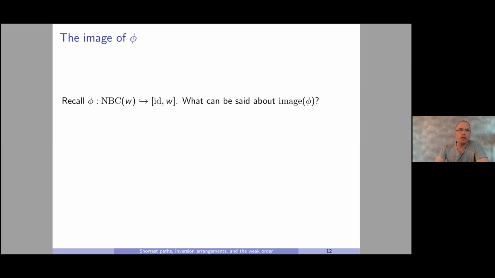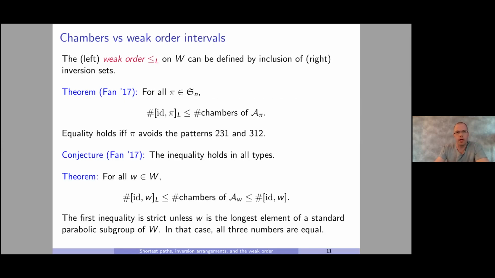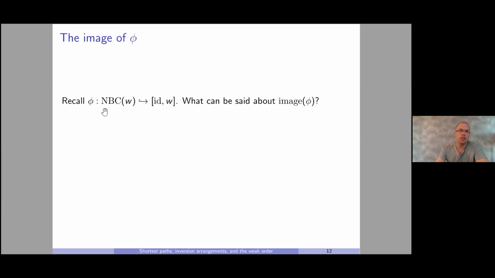Okay, let's look some more at this map, this phi. So we already, on the previous slide, saw some characterization of the image of phi. I told you that it always contains this weak order interval. But maybe you can say more about this image. So we have this map from the MBC sets into this Bruhat interval. What can we say about the image?